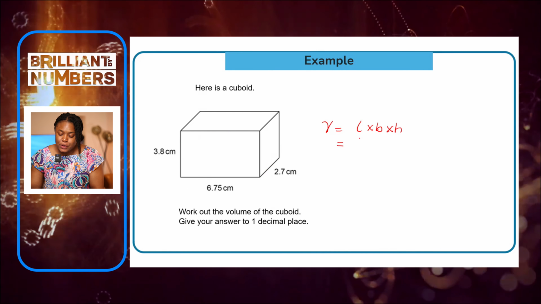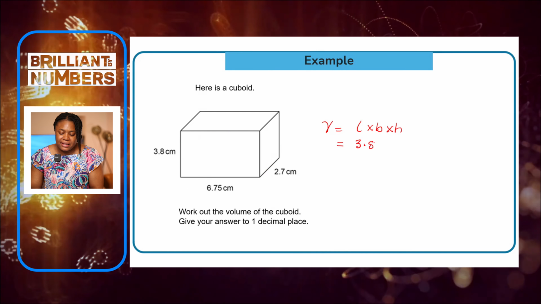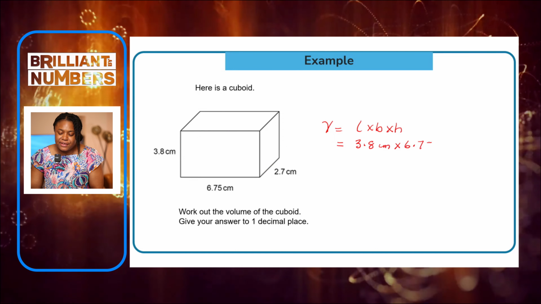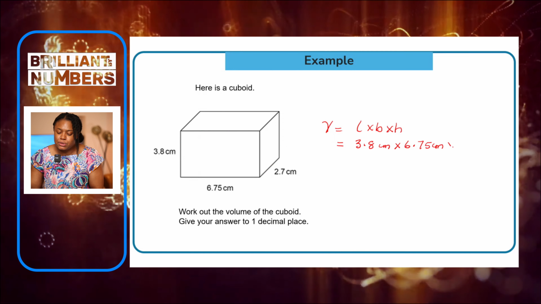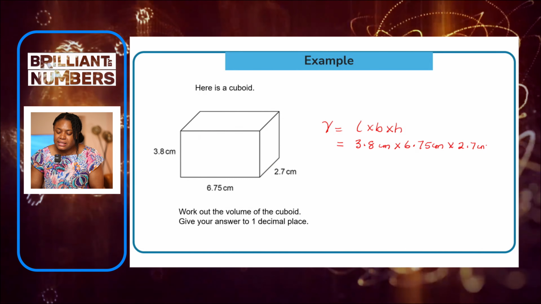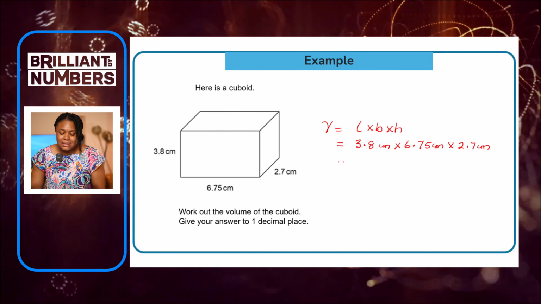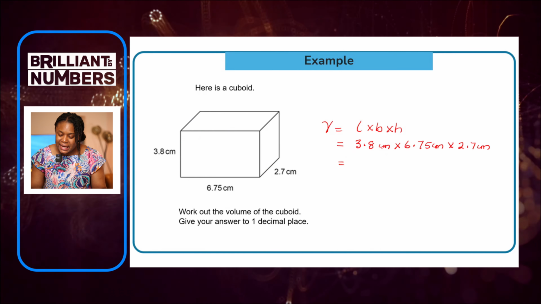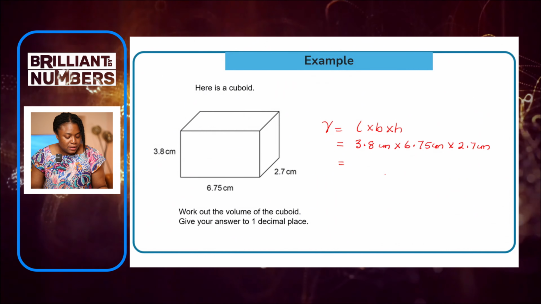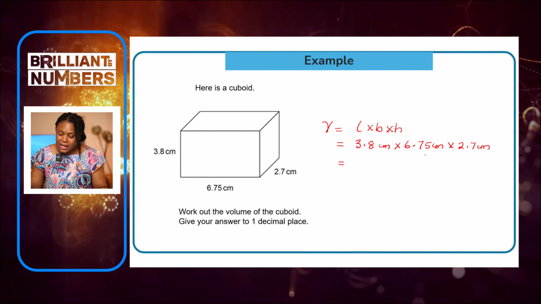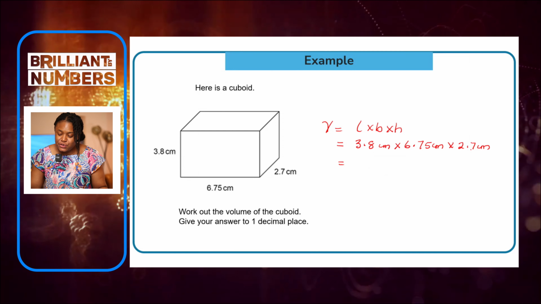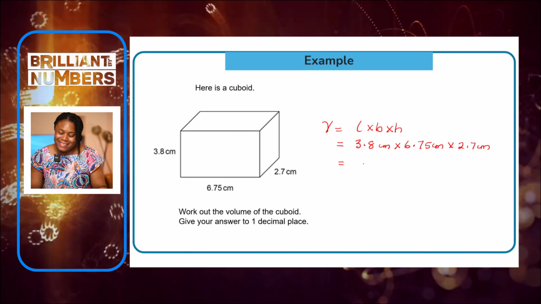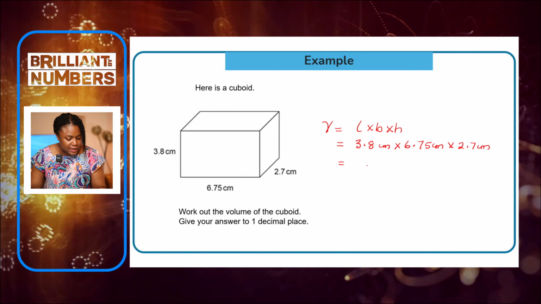So basically, we're just multiplying all 3 dimensions together. So it's going to be 3.8 centimeters multiplied by 6.75 centimeters times by 2.7 centimeters. So we just need to put this value in our calculator. So we're going to do 3.8 times by 6.75 times by 2.7. So we're going to write the answer down first of all and then give it to the correct degree of accuracy.